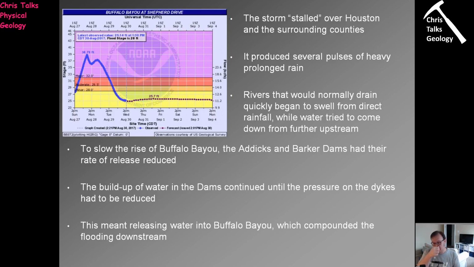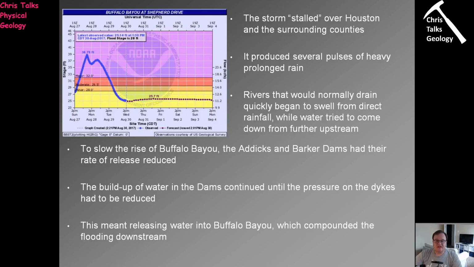Now, in order to try and stop flooding, the Houston area actually has two very, very large reservoirs. They're called Addicks and Barker. And they're designed to stop water coming down along a river called Buffalo Bayou. And in theory, they should be able to hold up that water. And so they should stop that water going into the downtown of Houston and flooding it. At least that's the plan.